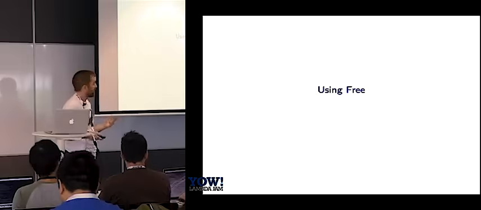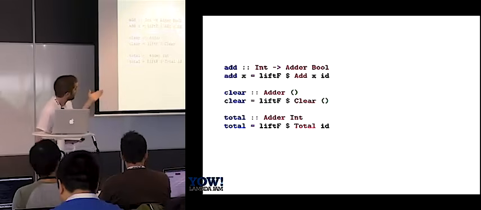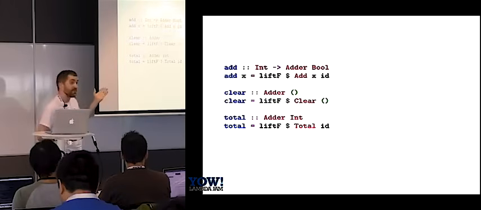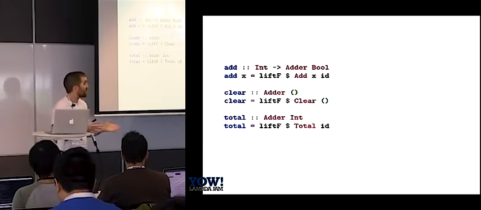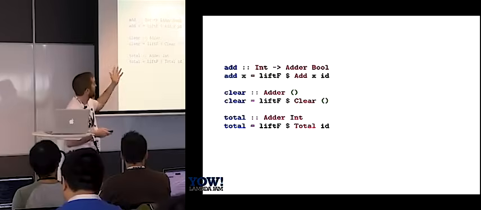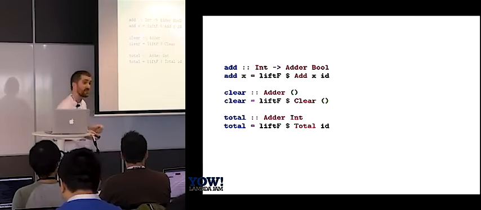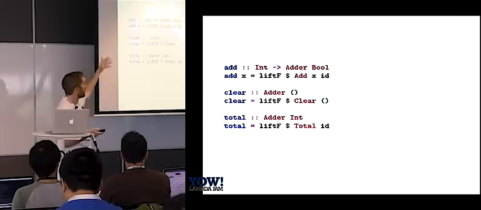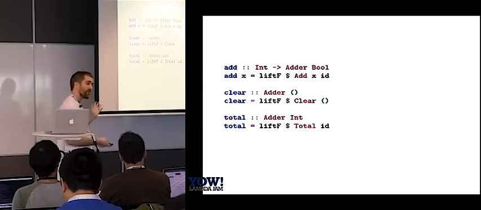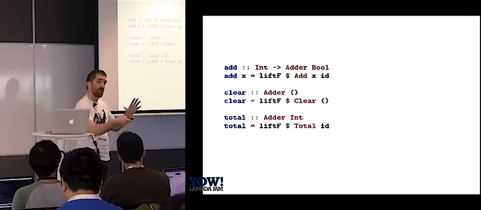For a usage of this, we're going to build some combinators. The free package on Hackage has liftF. It allows us to translate our data type into a series of functions that we can use to manipulate things in the Adder monad. So we can just call add, clear, and total. We can use our do notation. We can traverse collections of these things.